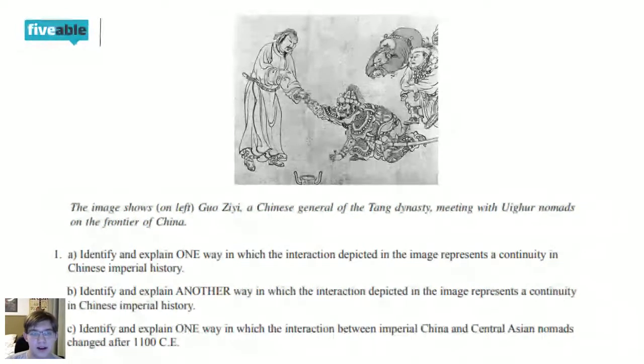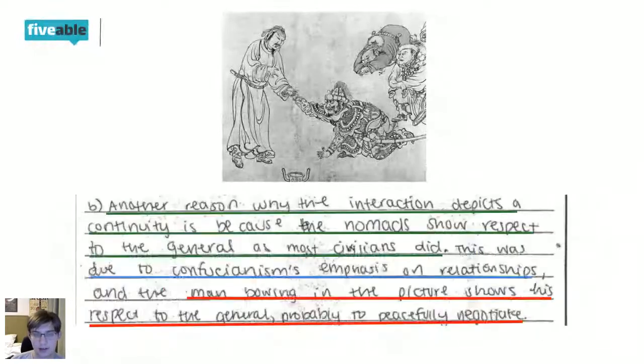There it is. All right, so another reason why the interaction depicts a continuity is because the nomads show respect to the general as most civilians did. This was due to Confucianism's emphasis on relationships, and the man bowing in the picture shows this respect to the general, probably to peacefully negotiate. So this answer was a little bit longer.